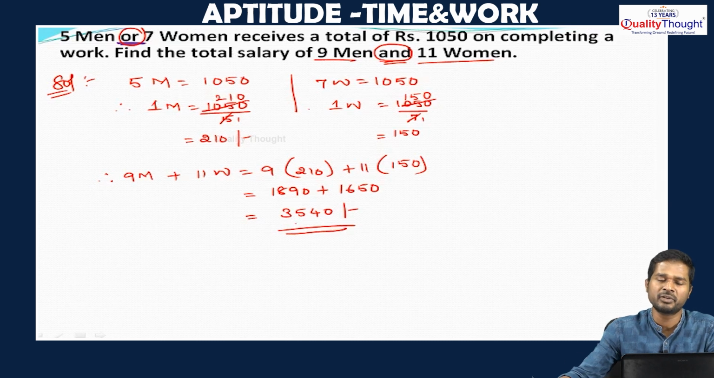Okay. Now, what we did in this question is simply we calculated the salary of one man and the salary of one woman, then we distributed that one man's salary and one woman's salary to the 9 men's salary and 11 women's salary. So 9 men will get a total salary of 1890 and 11 women will get a total salary of 1650. When you add them, the total salary of all 9 men and 11 women is 3540 rupees.